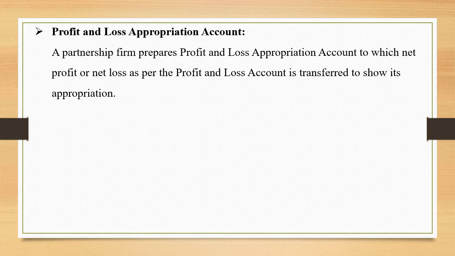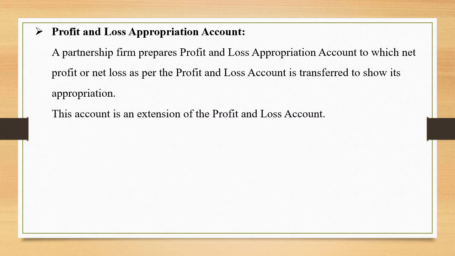So this is the objective of preparing profit and loss appropriation account, that is to show the appropriation of profit amongst the partners. This account is an extension of profit and loss account. The way we debit all the expenses in P&L account and credit all incomes in profit and loss account, the same way over here any appropriation to the partners out of the profit will be debited and any income from the partners will be credited.